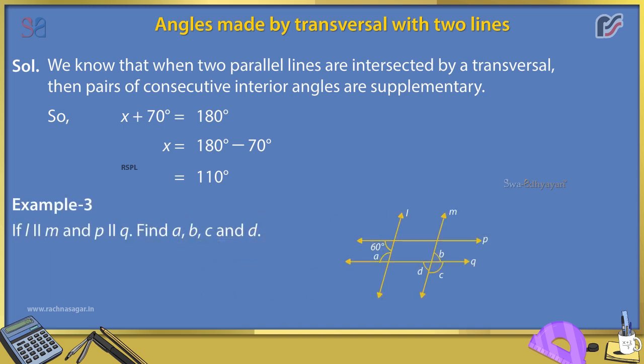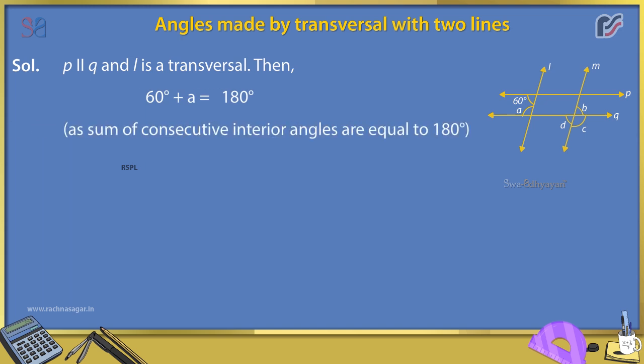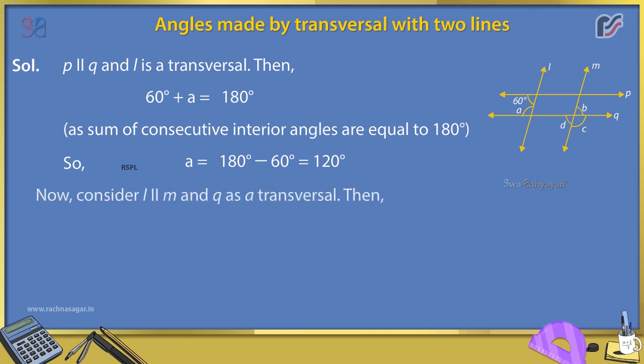Example 3. If L is parallel to M and P is parallel to Q, find a, b, c and d. Solution. P is parallel to Q and L is a transversal. Then 60 degrees plus a is equal to 180 degrees, as the sum of consecutive interior angles is equal to 180 degrees. So a is equal to 180 degrees minus 60 degrees, which is equal to 120 degrees.